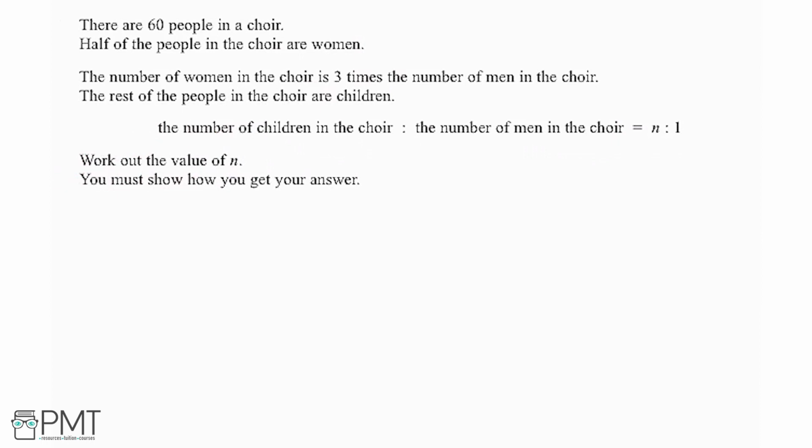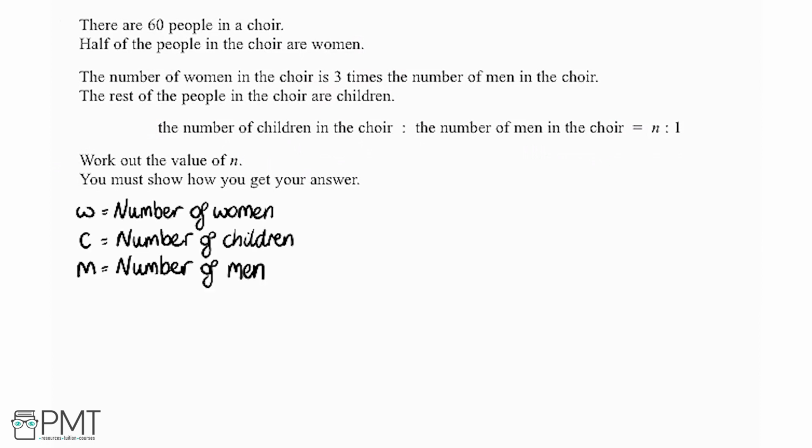Okay, so I'm going to assign some letters to make things a bit easier to work with. What I've said here is the letter W represents the number of women, C the number of children, and M the number of men. Now we're going to scan through the question to see if there's any relevant information we can assign at this point. So we know there are 60 people in the choir.